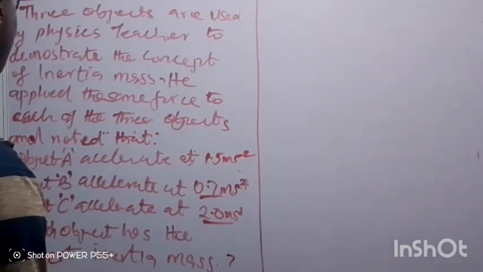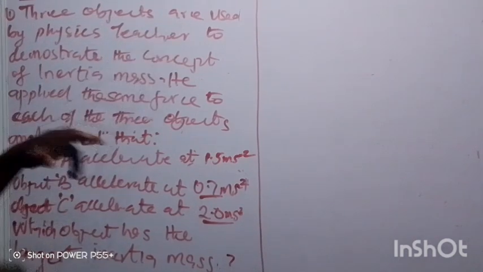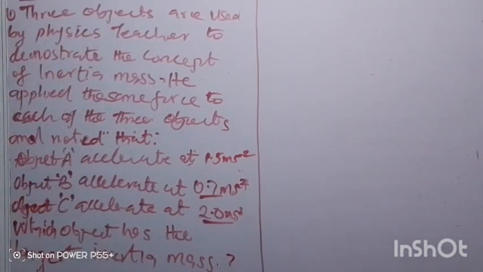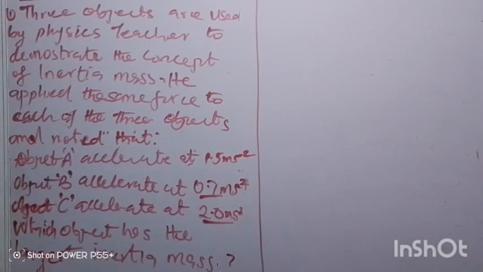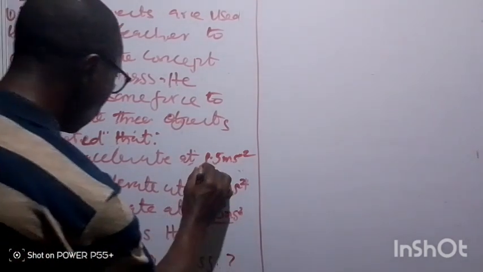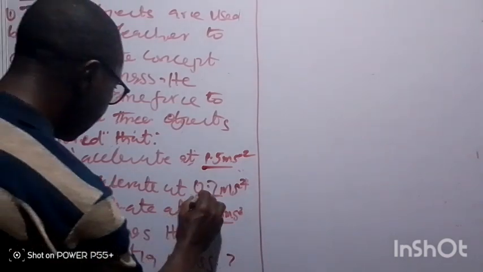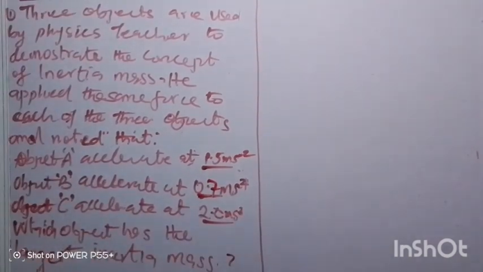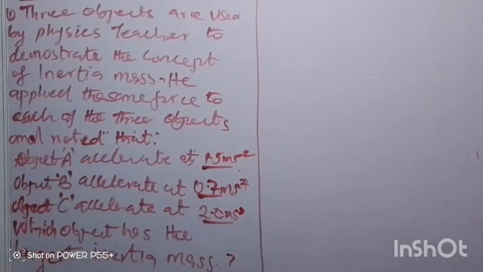The first example, as shown on the board: 3 objects are used by a physics teacher to demonstrate the concept of inertial mass. He applied the same force to each of the 3 objects and noted that object A accelerates at 1.5 meters per second square, object B accelerates at 0.7 meters per second square, and object C accelerates at 2.0 meters per second square. Now, which object has the largest inertial mass?